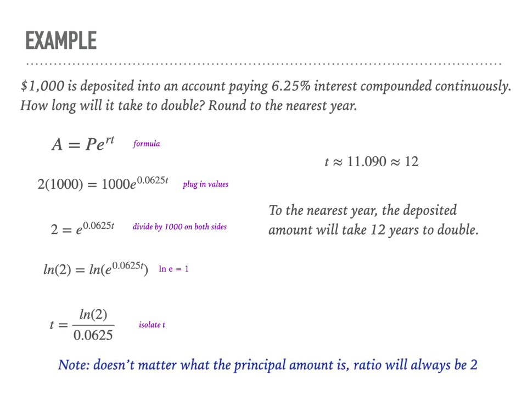And note that it doesn't matter what the principal amount is, the ratio will always be 2. So if you're given a problem similar to this, except that you weren't given the initial amount, that doesn't matter, because if you're finding how long it'll take to double, that ratio will still equal 2. The interest rate is, of course, going to be different depending on what rate you're given, but if it's saying double, the initial amount doesn't matter.